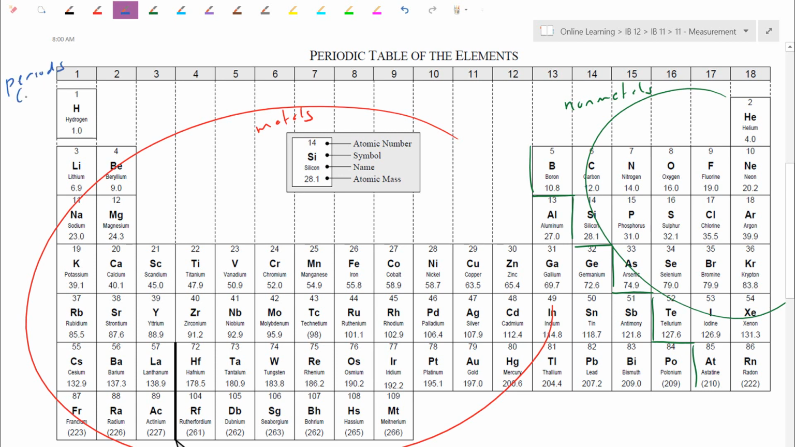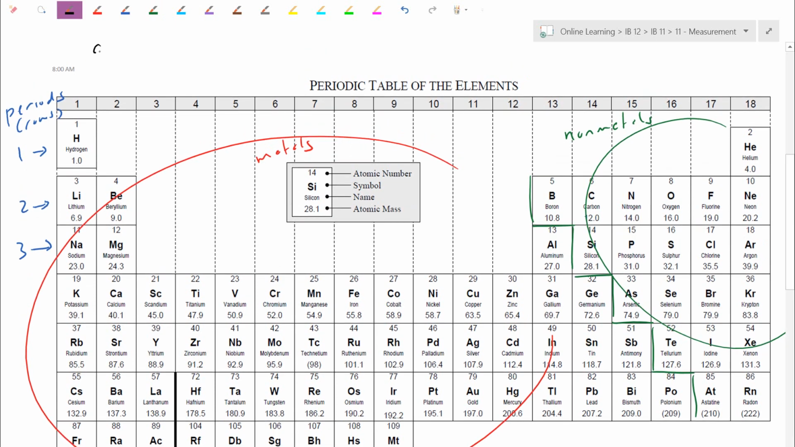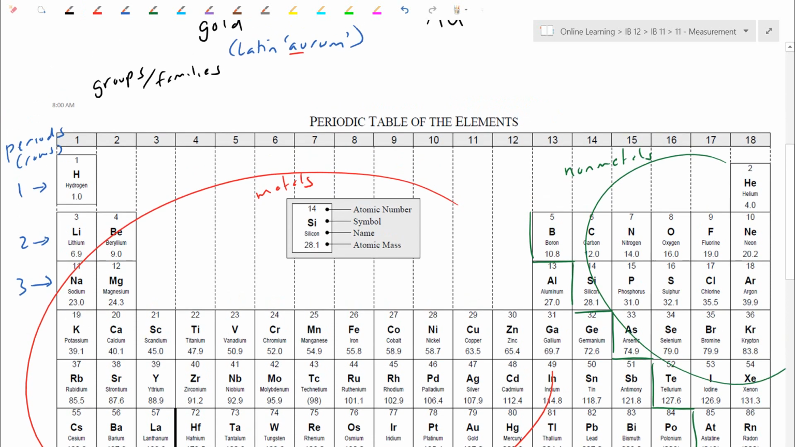Rows are horizontal. We start from period number 1, period number 2. We're going to get to this in a later chapter. The period number actually identifies how many shells the element has. We're going to talk about the group number. Groups in the past used to be called families, because chemicals that were put up and down from each other happen to behave the same.